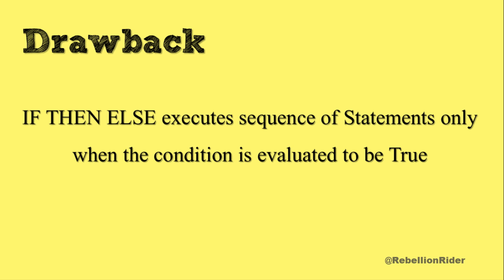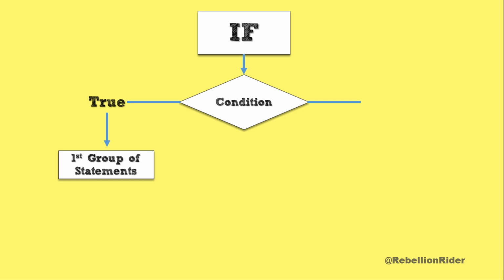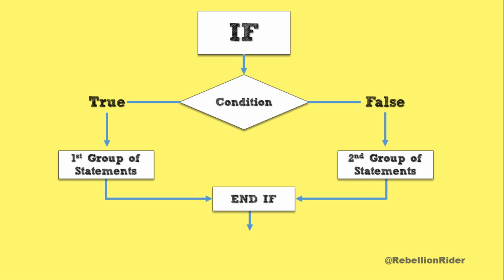To overcome this drawback in Oracle PL SQL, we have if-then-else statement, widely pronounced as if-else statement. With if-then-else in PL SQL, we have two groups of executable statements. One which gets executed if the condition is evaluated to be true, and another group gets executed if the condition is evaluated to be false. Once the if-then-else construct gets completed, the next statement right after if-then-else block is executed.